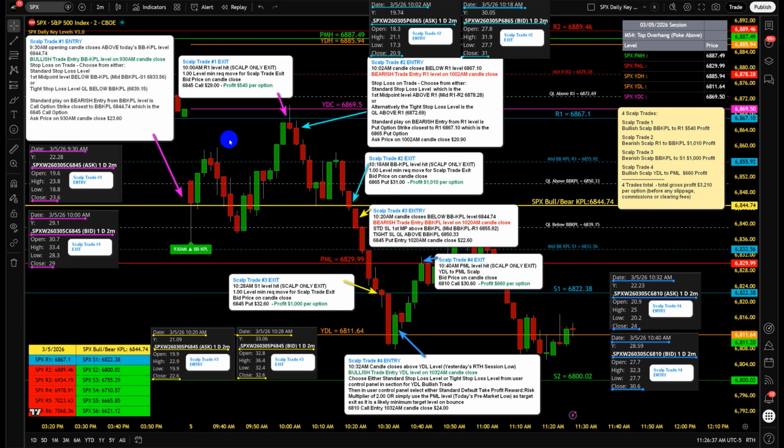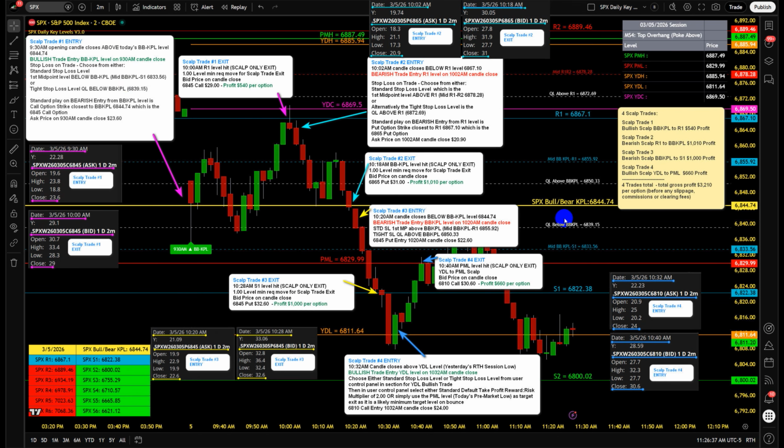Okay, so scalp number 1, we have a bullish entry on this candle that closes, this opening 9:30 a.m. candle that closes above the bull bear key price level. So we have our entry on the close of this 9:30 candle that closes at 9:32 a.m.